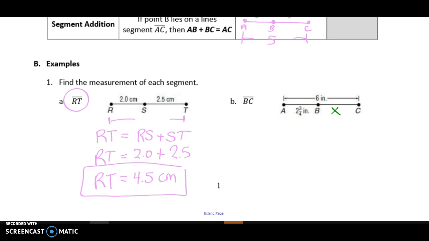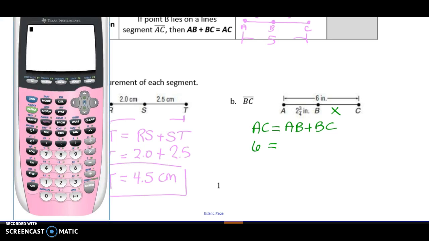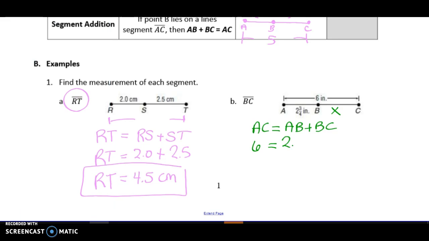We can set it all up that the whole thing is equal to the sum of the parts. When we go to plug this in, the whole thing is 6. AB is 2 3/4. If you're not sure and you need to, you always can utilize your calculator. Type in the mixed number, 2 3/4, and turn it to a decimal. We find 2.75. If you didn't know that, utilize your calculator, let it help you.